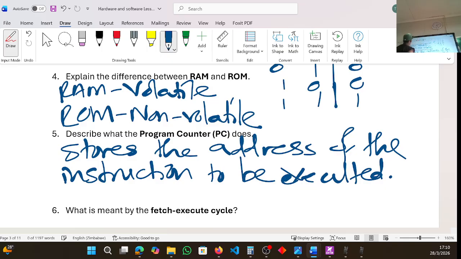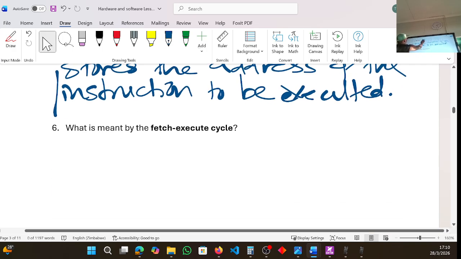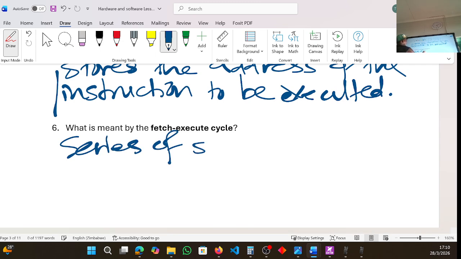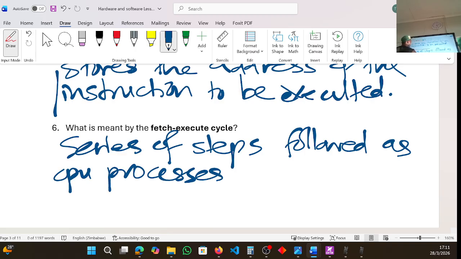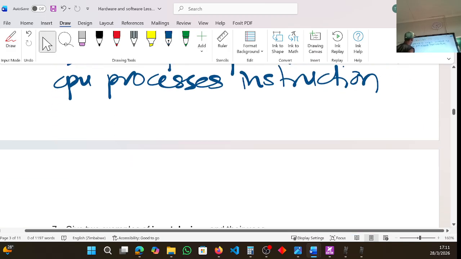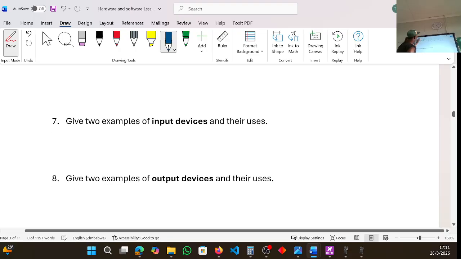Right. What is meant by the fetch execute cycle? So fetch execute cycle, these are a series of steps followed as the CPU processes an instruction. So we look at what's to be executed next, where our program counter is, memory data register, all those things, we have them in mind.